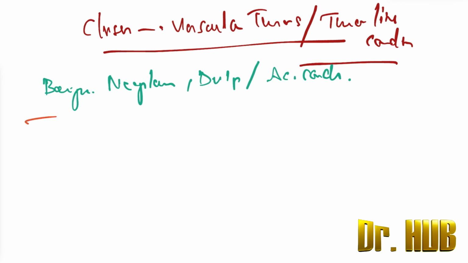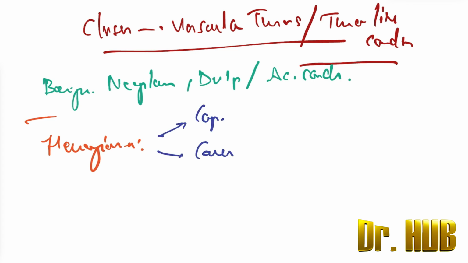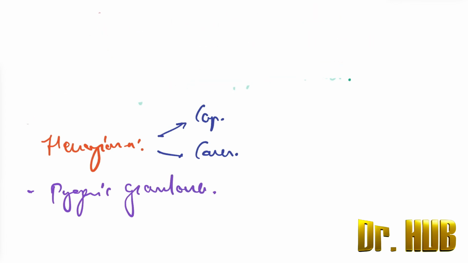So first, what we have is a hemangioma. Hemangioma, it contains a capillary as well as the cavernous hemangioma, and then comes the pyogenic granuloma. Next, after pyogenic granuloma, there is the inclusion of the lymphangioma.